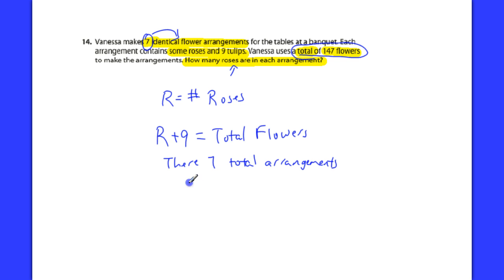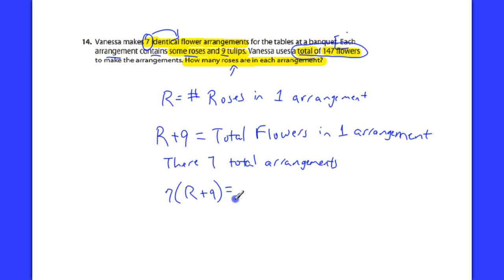So if I have 7 arrangements and one arrangement is R plus 9, that R plus 9 represents the total flowers in one arrangement. That's actually important to clarify. I got going a little fast. You have some roses plus 9. Again, each arrangement contains some roses and 9 tulips. So one arrangement has 9 tulips plus some roses. The R represents the number of roses in one arrangement. Maybe that'll help clarify what's happening here.